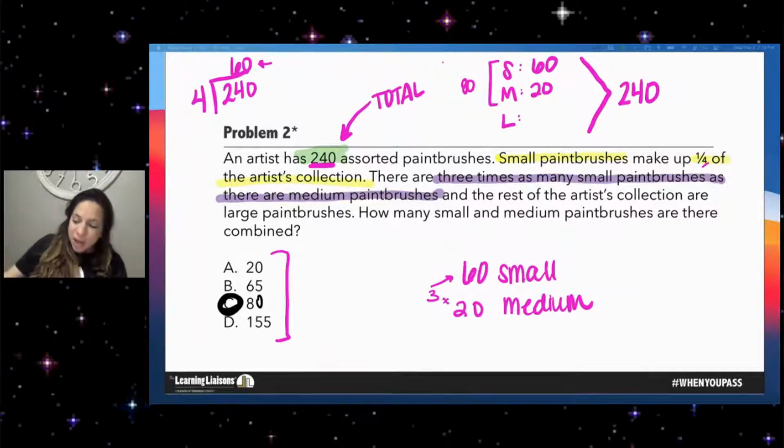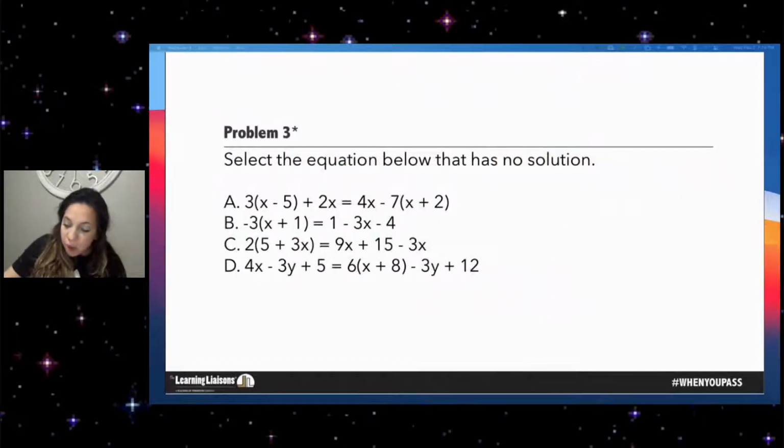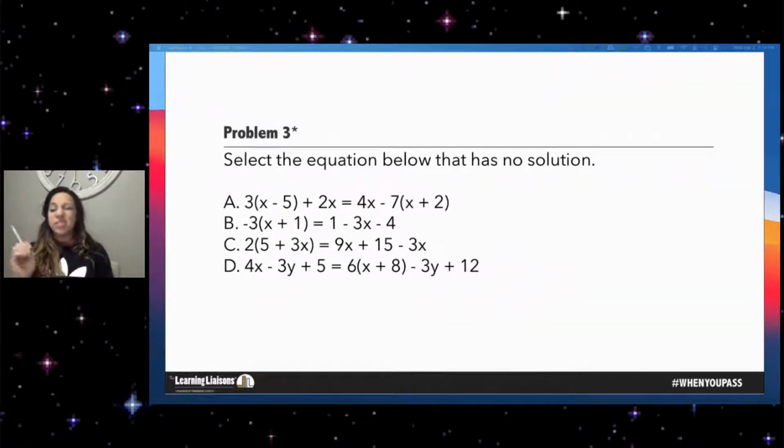So let's go ahead and move on to number 3. This is the last problem from last week, and then we're going to get into the irregular area that someone requested last week. So hopefully that someone is here tonight, because I did irregular area just for you because you had requested it. Select the equation below that has no solution.